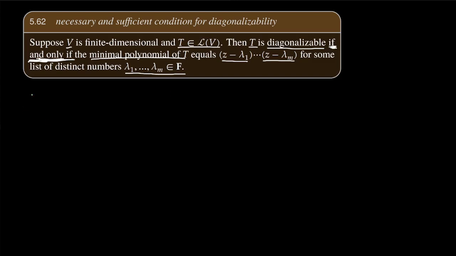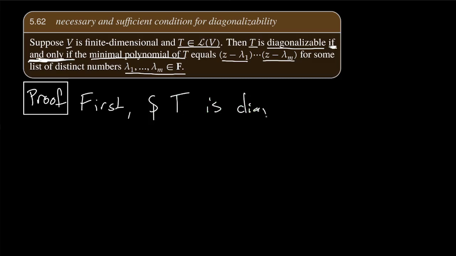All right. Well, let's prove this. Proof. This is a relatively substantial proof, so let's go through it. So first, suppose T is diagonalizable.